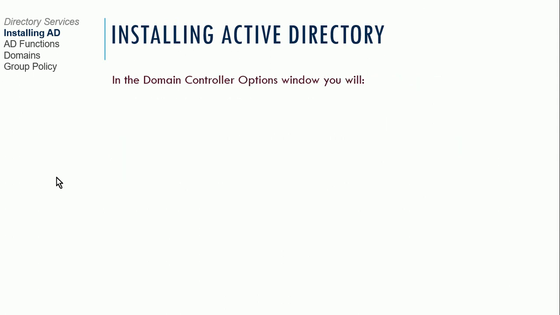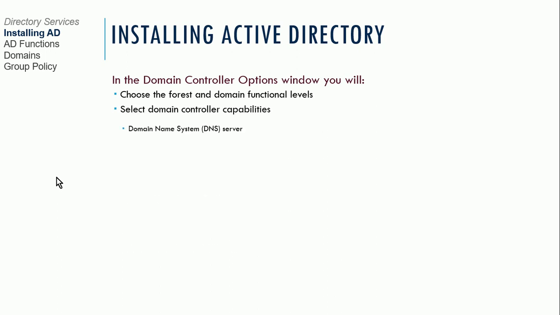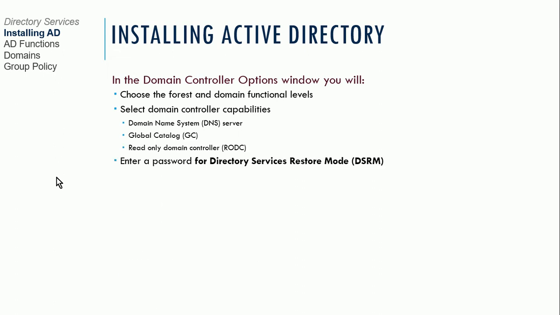You'll need to know that before you go through the steps of promoting your new server to a domain controller. So in the domain controller options, you will choose the forest and domain functional levels, select the domain controller capabilities, which would be DNS, a global catalog, a read-only domain controller, and then you'll enter a password for directory services restore mode.